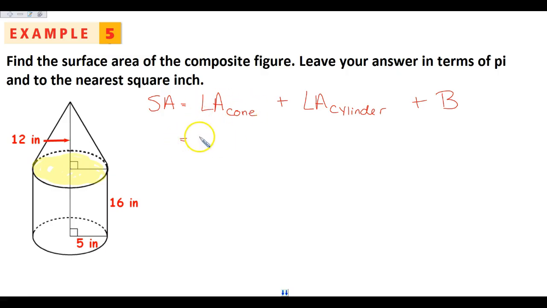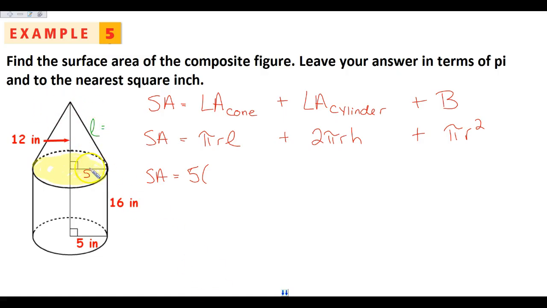So let's go ahead and plug in all of our formulas here. Lateral area of the cone is pi RL. Okay, lateral area of the cylinder is 2 pi RH. And my area of the base is pi r squared because it's a circle. So let's plug in all of our missing information here. So I know that my radius of my cone is the same as the radius of the cylinder, so it's 5. I don't have my slant height.